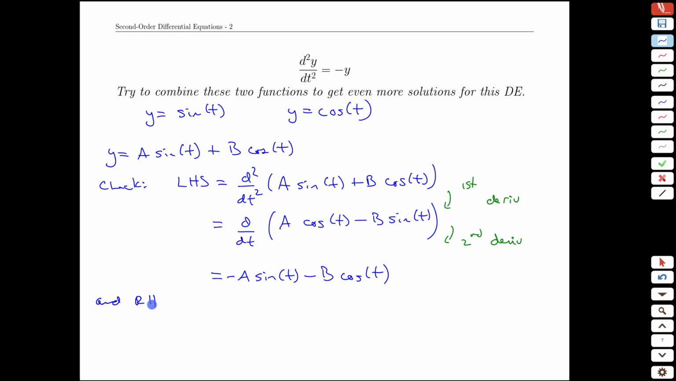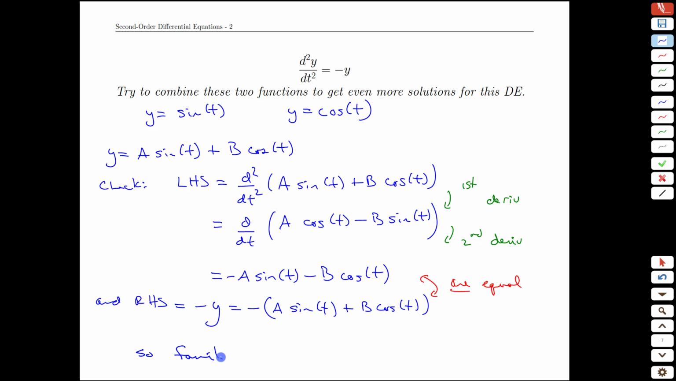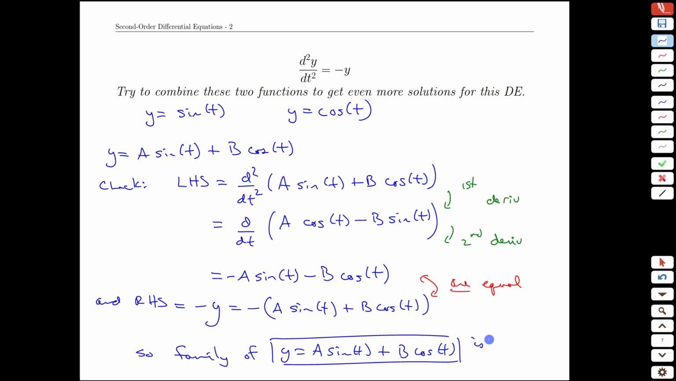Meanwhile, the right-hand side is just minus y. Well, that's minus this entire expression here. Hey, that starts to look familiar. If we apply this negative, or expand this negative into the two terms here, we see that these are equal. So a family of solutions, y equals some constant times sine plus some other constant times cos, and we could pick any constants we like in here. That is a family of solutions, all solutions, plural sense.